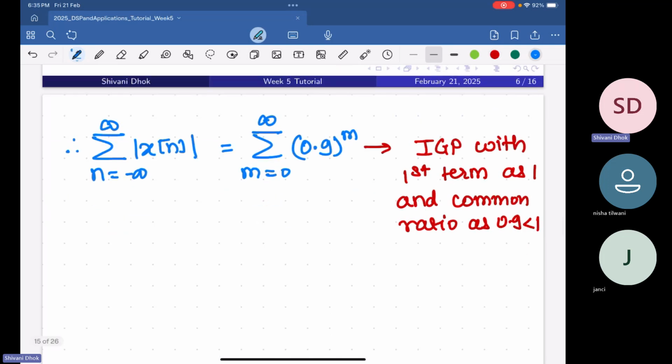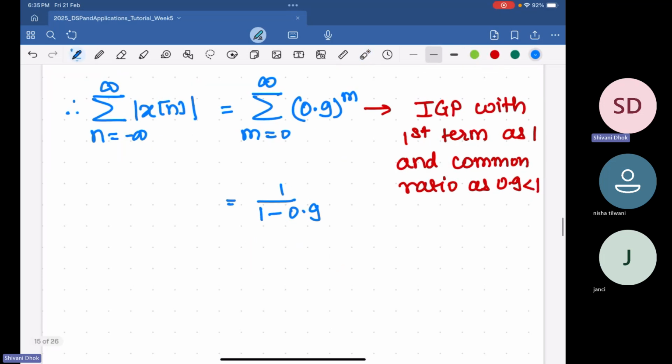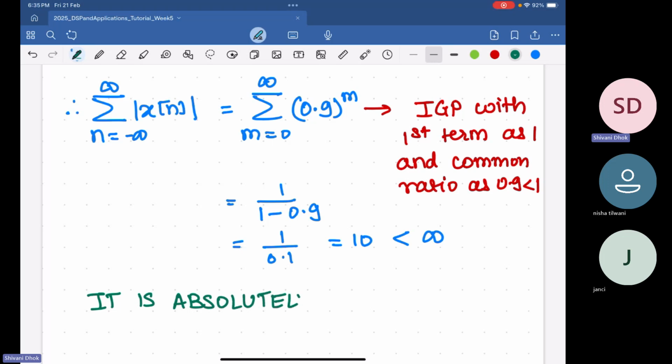So therefore this converges and is given by 1 upon 1 minus 0.9. So first term divided by 1 minus common ratio. So this comes out to be equal to 1 upon 0.1, which is equal to 10, which is less than infinity. So this is finite. So this is giving me a finite value, which means that it is absolutely summable. Which means DTFT exists.